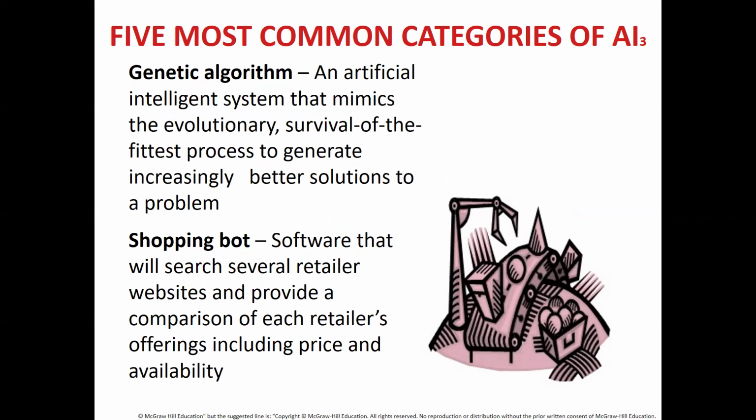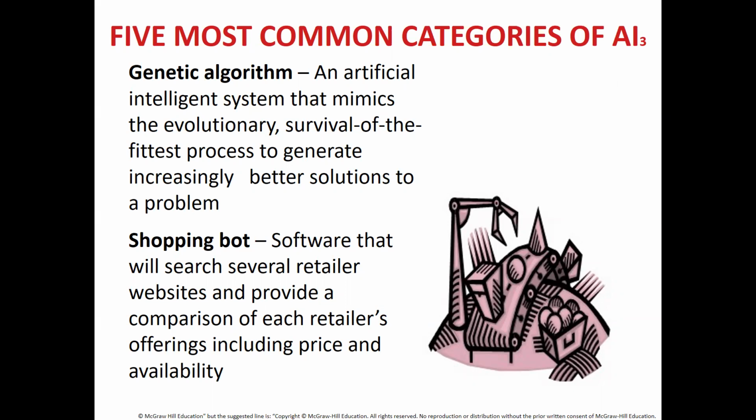Next type of artificial intelligence that we have is genetic algorithm. An artificial intelligent system that mimics the evolutionary survival of the fittest process to generate increasingly better solutions to a problem. In simple terms, genetic algorithm is an optimization system. When we say optimize, that means it picks up the best of the solutions. So optimization system, it finds the combination of input that gives the best output.